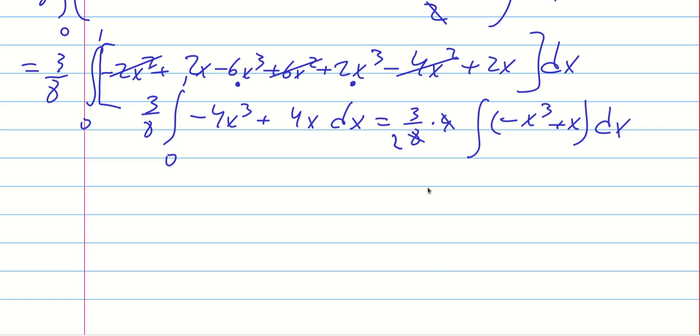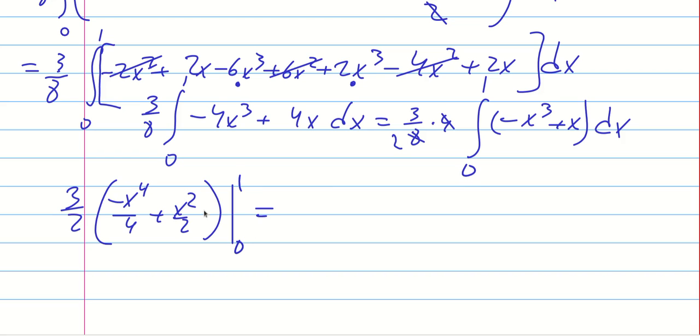Alright, so we have 3 over 2 times -x⁴/4 + x²/2 evaluated from 0 to 1. If we plug in 0, everything will zero out. So we plug in 1: 3 over 2 times (-1/4 + 1/2). And what is that? -1/4 plus 1/2 is 1/4. So we're going to get 3 over 8.